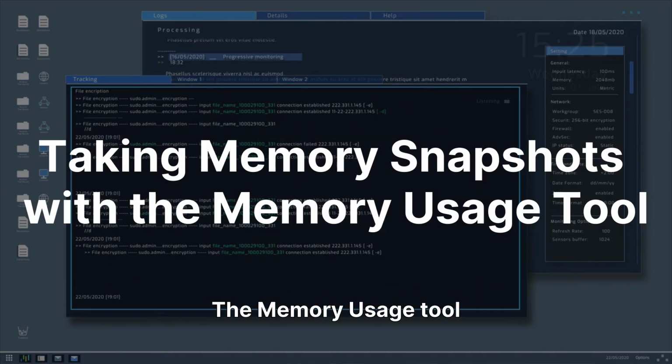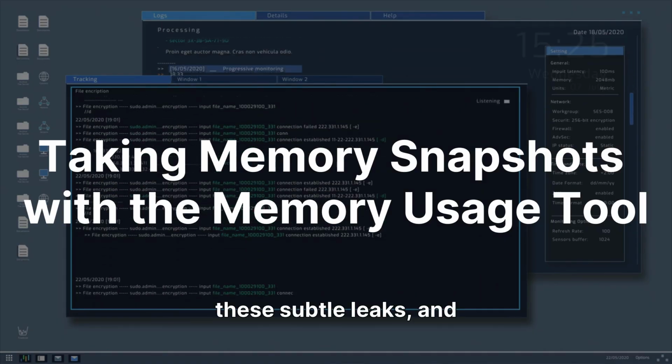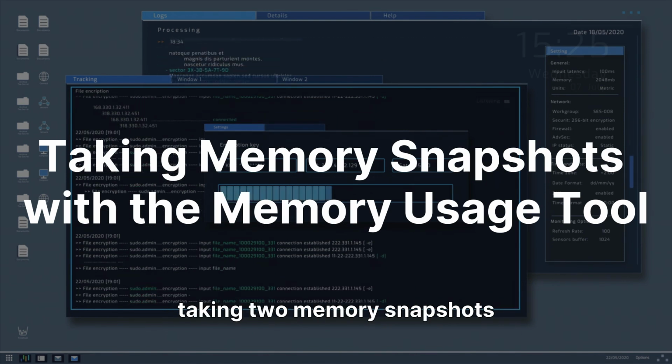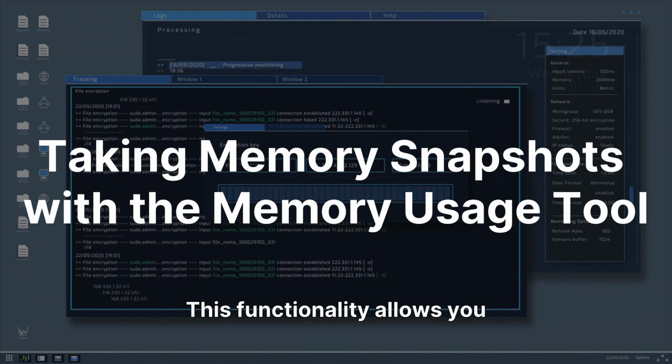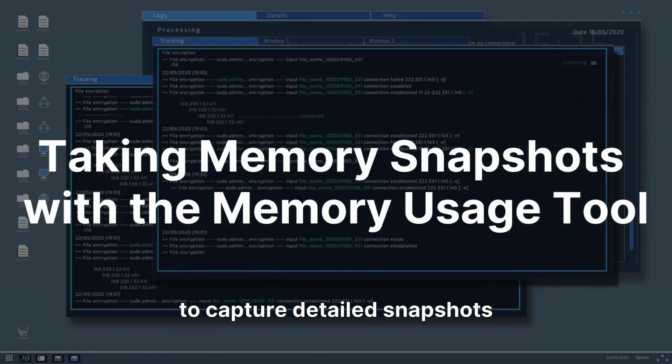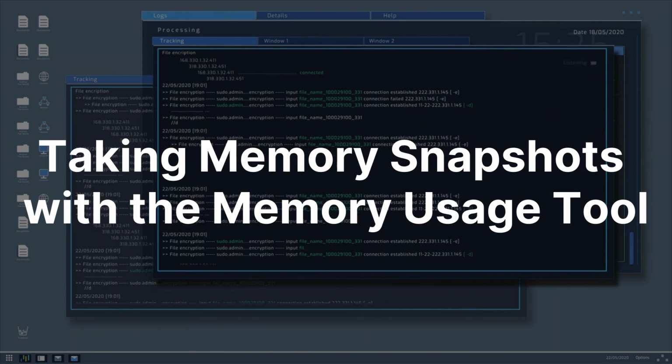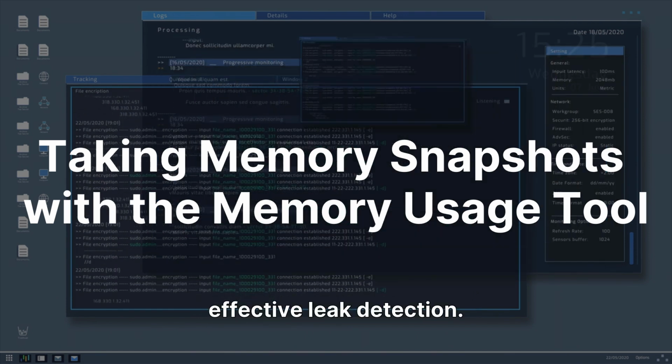The memory usage tool is vital for detecting these subtle leaks, and the recommended approach involves taking 2 memory snapshots at strategic points. This functionality allows you to capture detailed snapshots of the application's memory heap at different times, forming the foundation for effective leak detection.